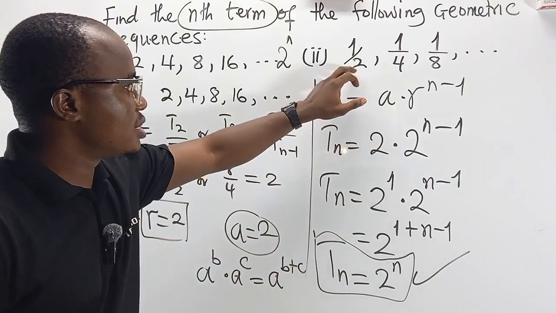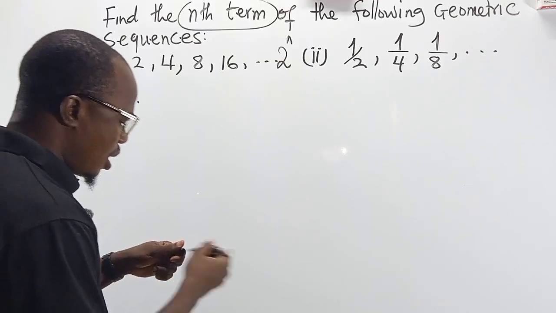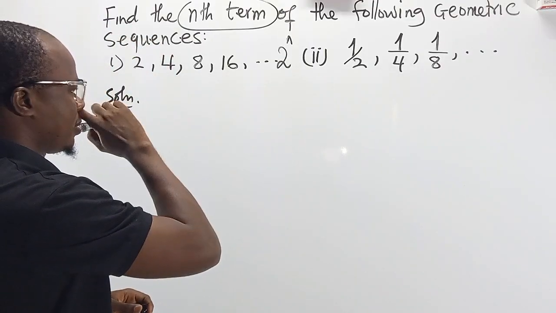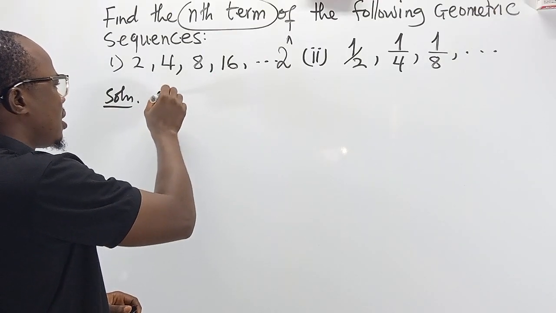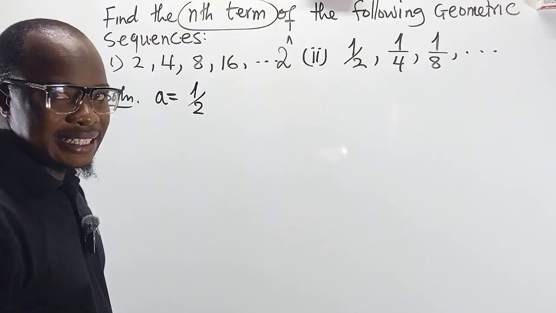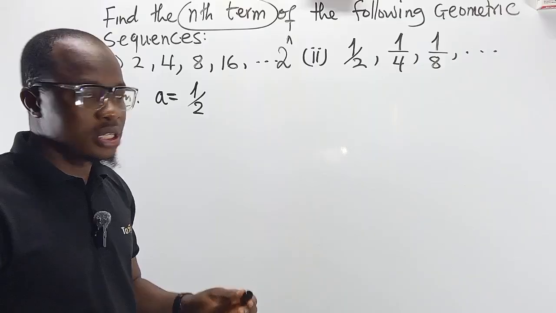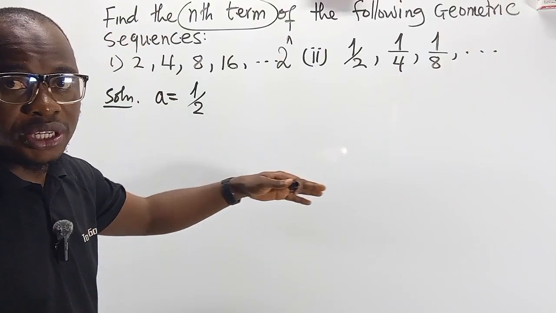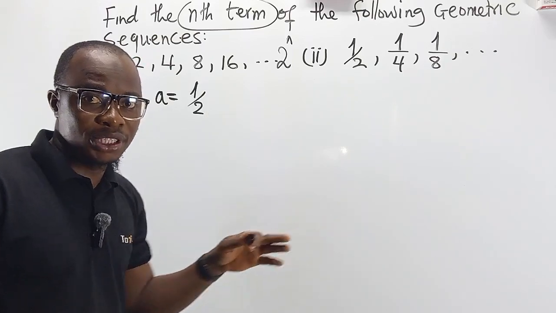How do we generate this second one? Now, how to generate the n term of this second one. Firstly, we have our a to be what? 1 over 2. That's the first term on the list, and we need our common ratio, and we are told that this is a geometric sequence or geometric progression or exponential equation, depending on the term they use.